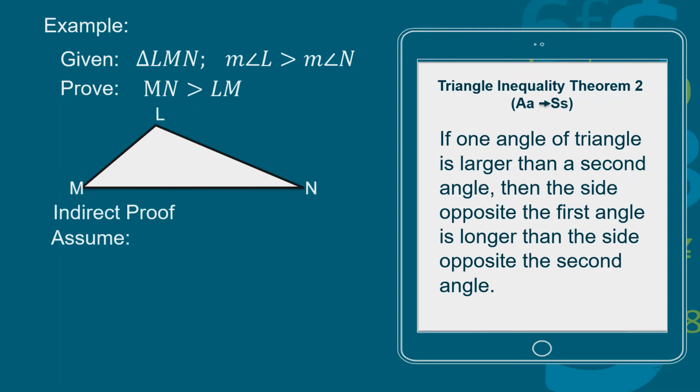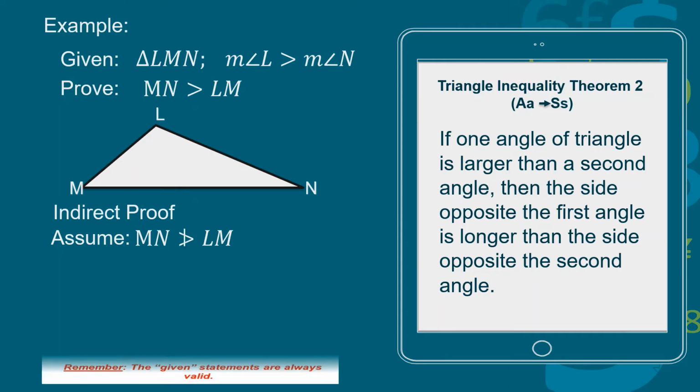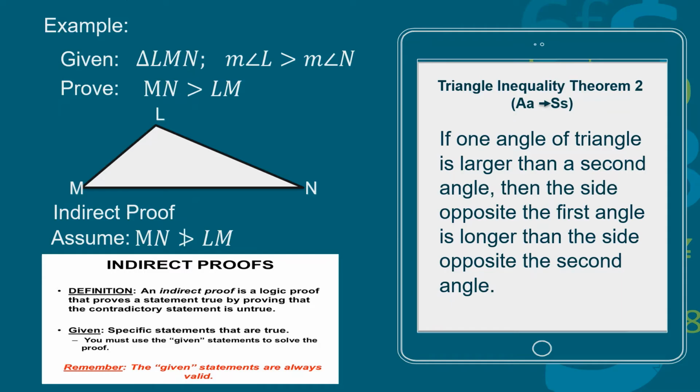In proving, we are going to use indirect proof. In indirect proof, we are going to assume that the measure of MN is not greater than LM. So what exactly is the indirect proof we are talking about? Indirect proof is a logic proof that proves a statement true by proving that the contradictory statement is untrue. That is why in our assumption earlier, we assumed that MN is not greater than LM, which contradicts the statement that we need to prove.